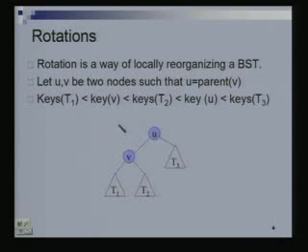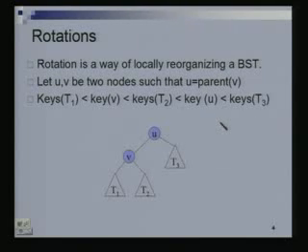What do I know? Because it's a binary search tree, I know all the keys in T1 are less than the key in V. All the keys in T2 are more than the key in V. Keys in T2 are less than the key in U, and keys in T3 are more than the key in U. This follows from the property of binary search tree. Okay. Now what is the rotation step going to be?